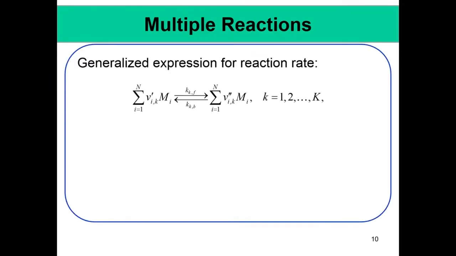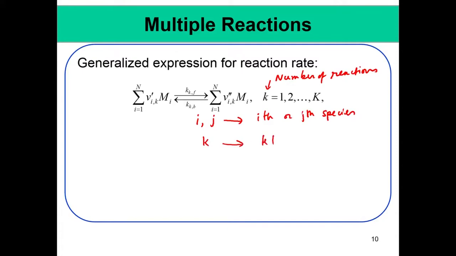So we will use the variable k to represent the number of reactions. I and J, if involved, mean the ith or jth species, and if k is involved, it means the kth reaction. So please remember this nomenclature.